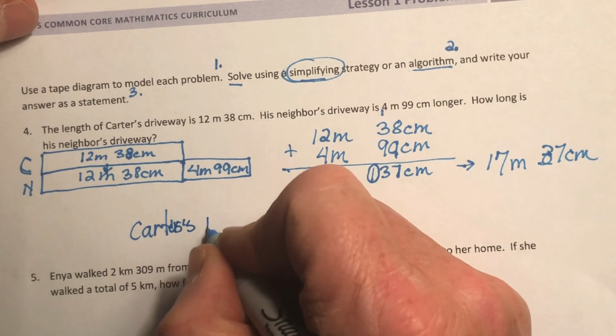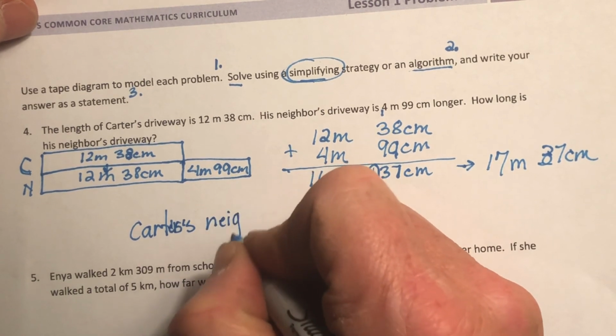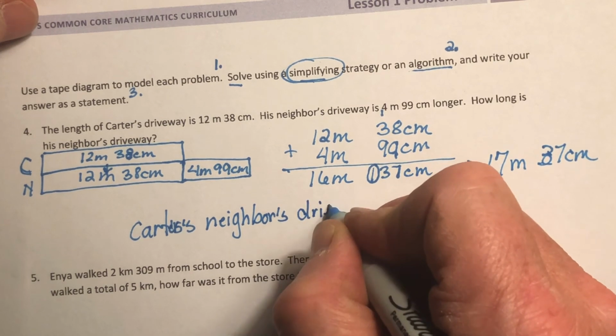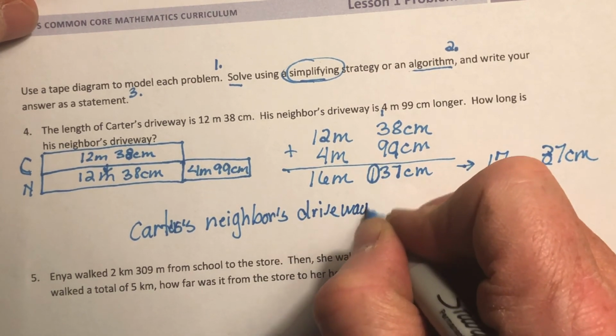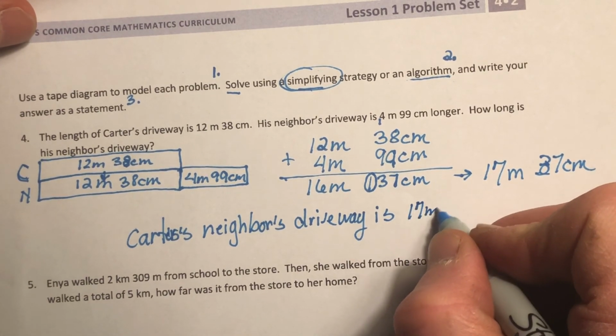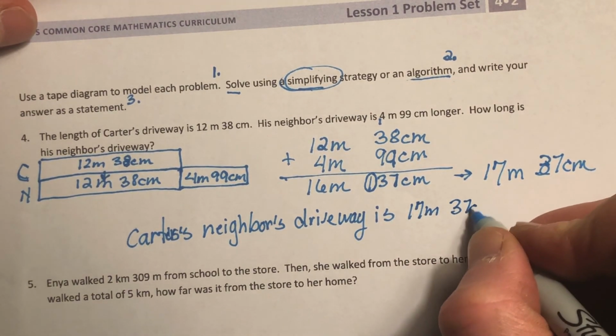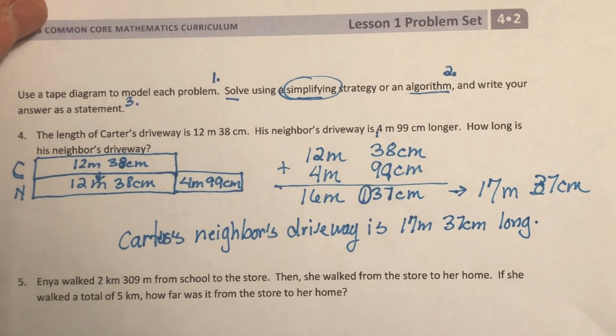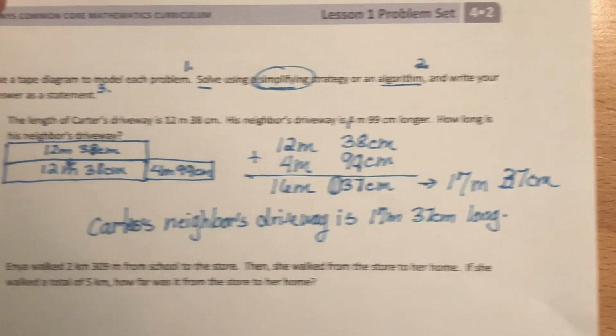Carter's neighbor's driveway is 17 meters, 37 centimeters long, period. Okay. All right, that was kind of fun. Let's try the next one.